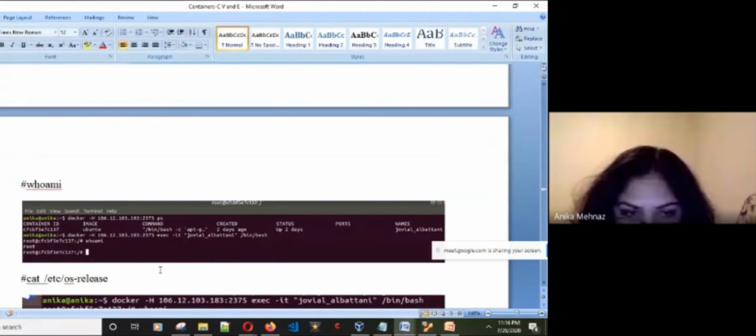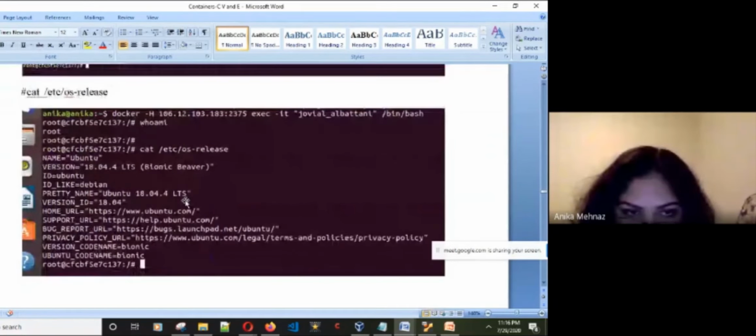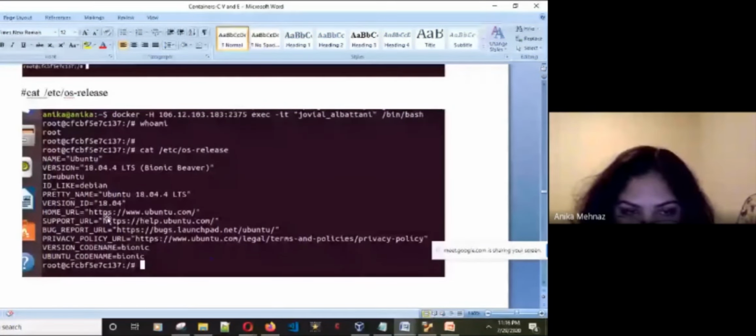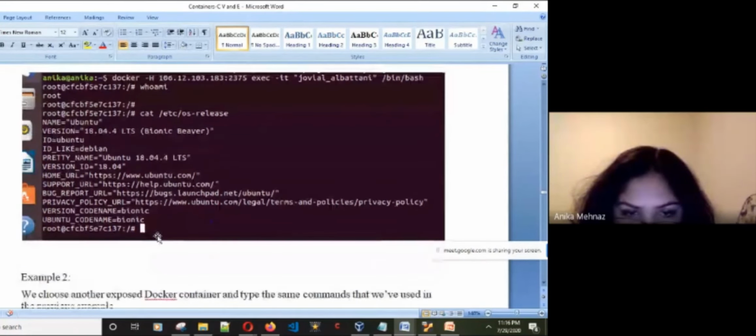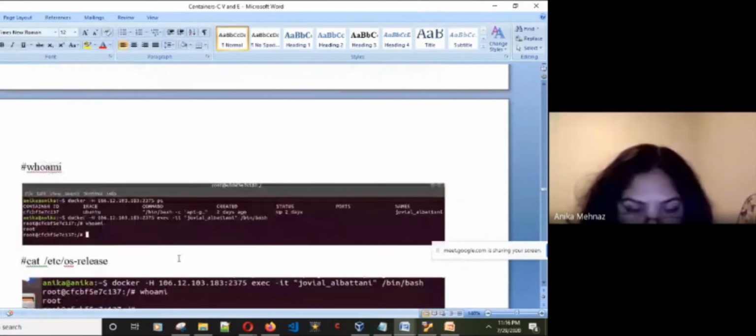Okay. So when you type cat /etc/os-release, you get all the information of the virtual machine, another system's information, everything. And yeah, this is how you use exposed Docker APIs to gain remote code execution.